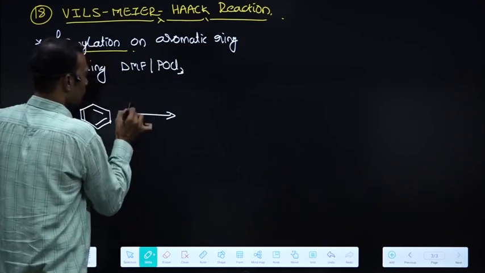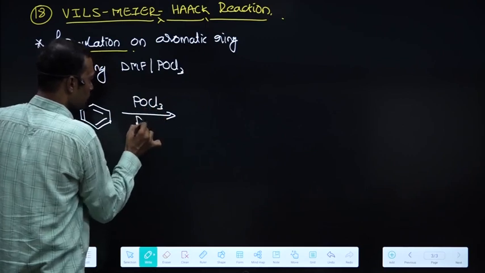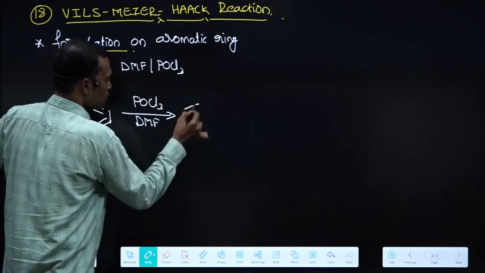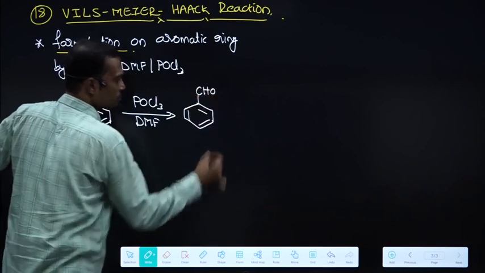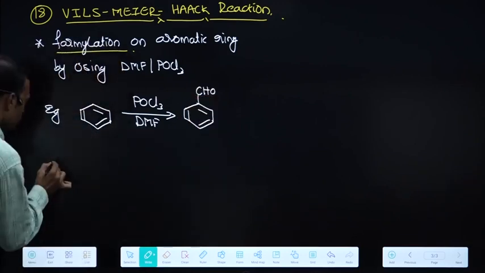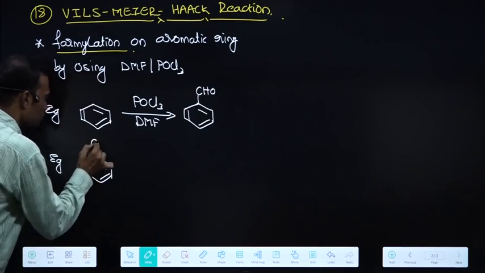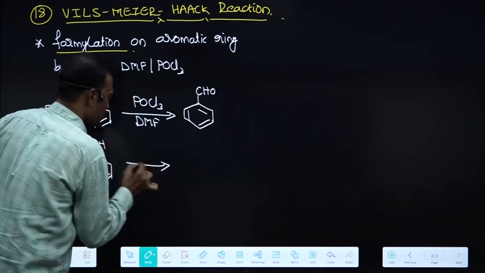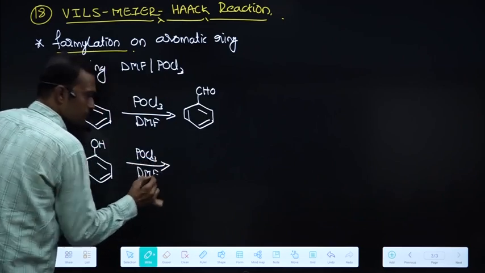Now if I take dimethyl formamide, most commonly they will give it like this: POCl3 in presence of DMF. Then what is your answer? Answer is there is a formylation on benzene. Suppose I take any aromatic ring having electron releasing groups, this reaction is still possible. It is simply a formylation reaction.